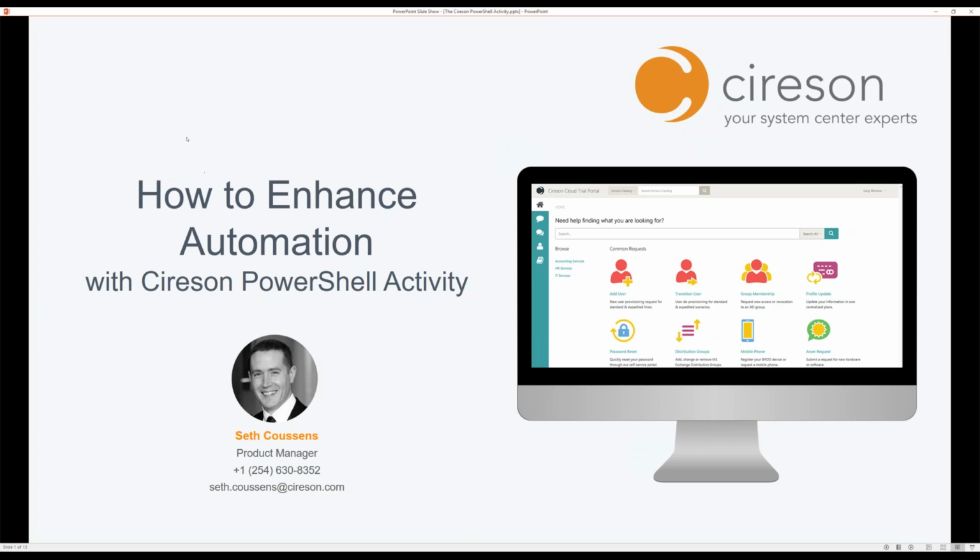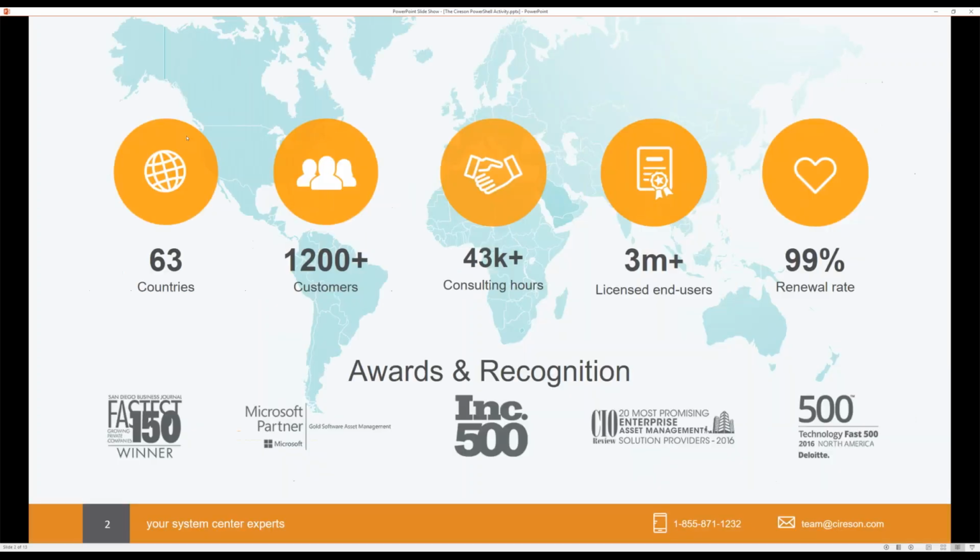Okay. And first of all, we'll hop into a little bit about Cireson and what we do and the areas we work in. Cireson is actually currently in 63 different countries. We have over 1,200 customers, and over the last 4 years, we've done over 43,000 consulting hours. We've got 3 million plus licensed end users at this time, and our renewal rate currently is around 99%, which is awesome. So we do our best to make sure that we can meet our customers' needs, and obviously that's not always possible, but we'll continue to strive to do that in the best and most efficient way that we can.